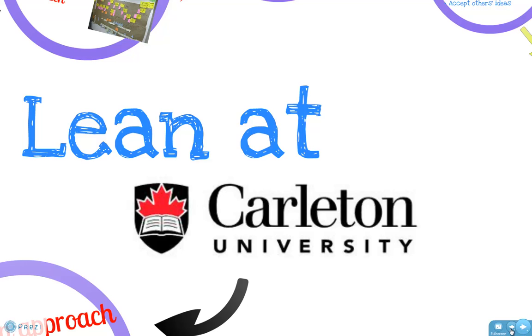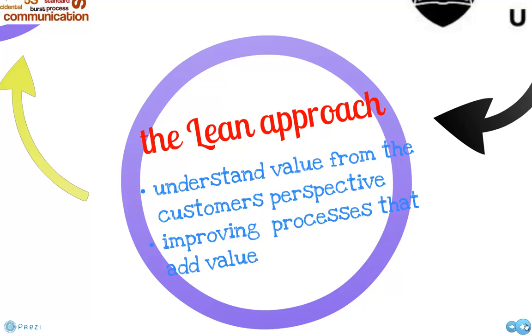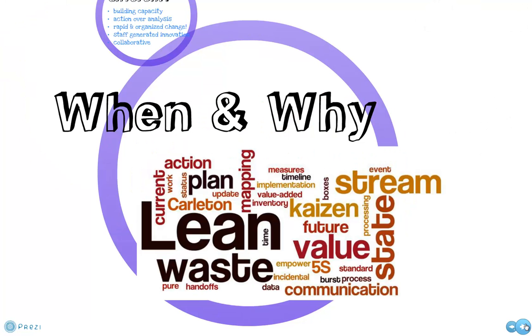Regardless whether you're on a Lean project team or not, I'm confident that you'll learn something new that you can use to improve the work that you do during this video. So let's get started. What is Lean? It's a process improvement approach that focuses on understanding value from the customer perspective. Then, once this perspective is understood, making improvements to steps in a process that are value-adding and removing as many non-value-adding steps as possible. So when do we use Lean?